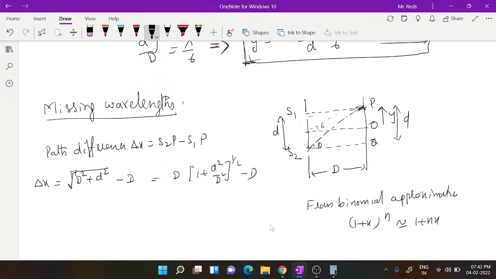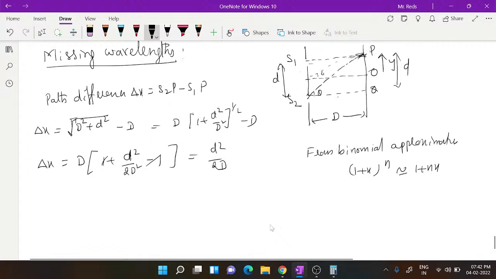You should remember this. By making use of this, you can write delta x equal to D, with D common, times 1 plus d square by 2D square, minus 1. The 1 and minus 1 get cancelled. Then capital D gets cancelled, and you will get small d square by 2D. This will be the path difference in this case.